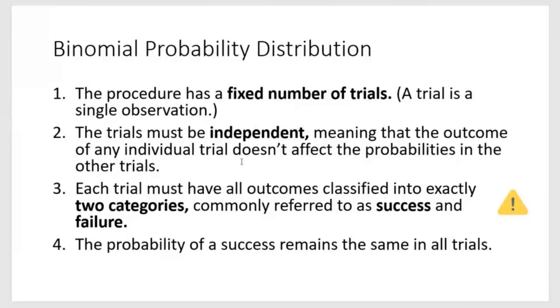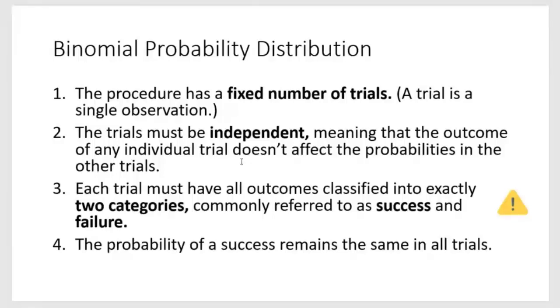Each one of those trials must be independent. One outcome has absolutely no effect on the other outcome. And then every trial has to go into two categories, this being the binomial part of it. The two categories is either it did or it didn't happen.